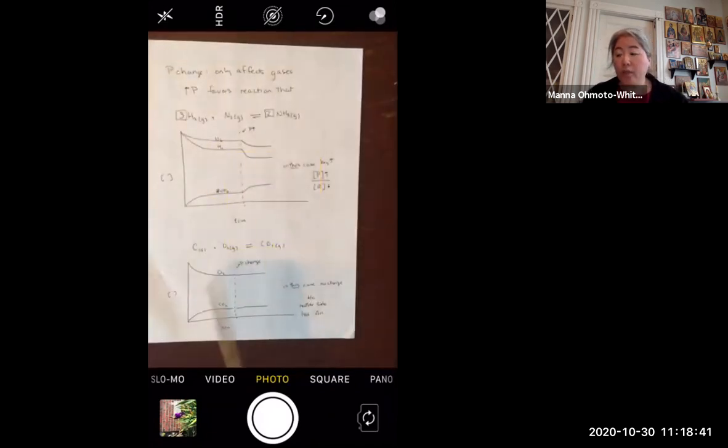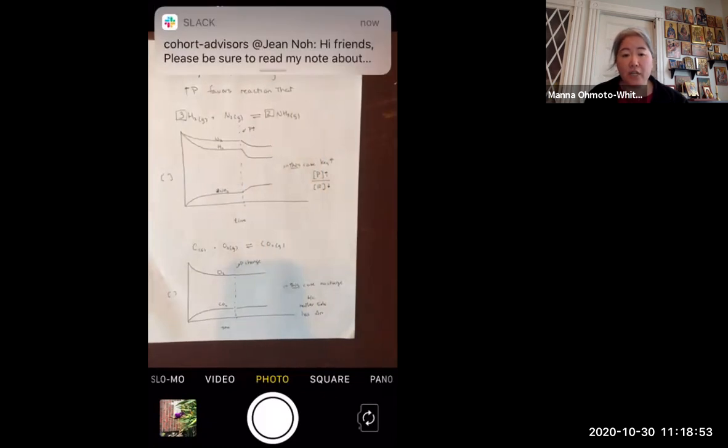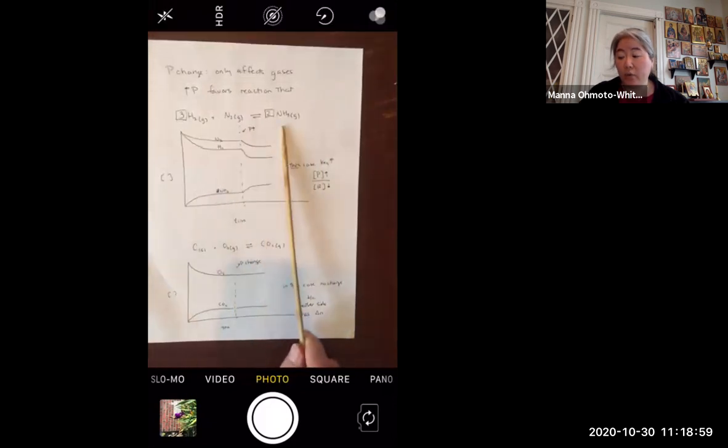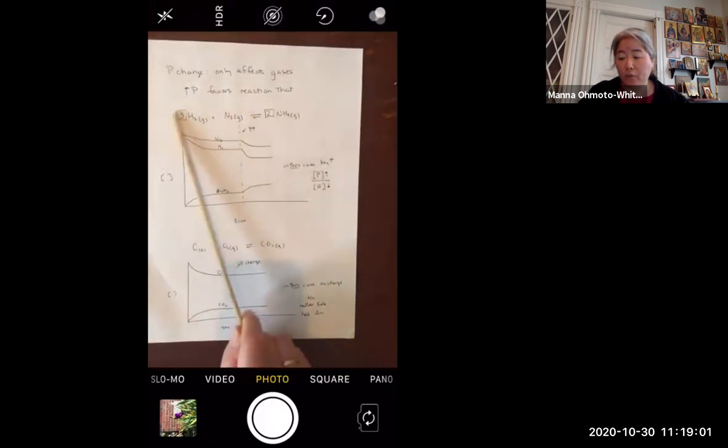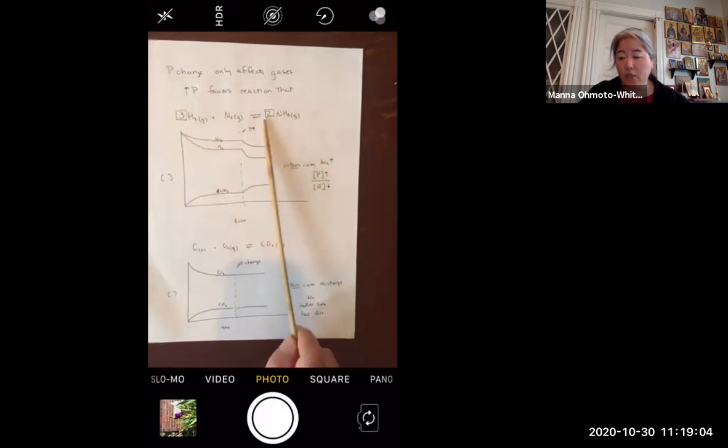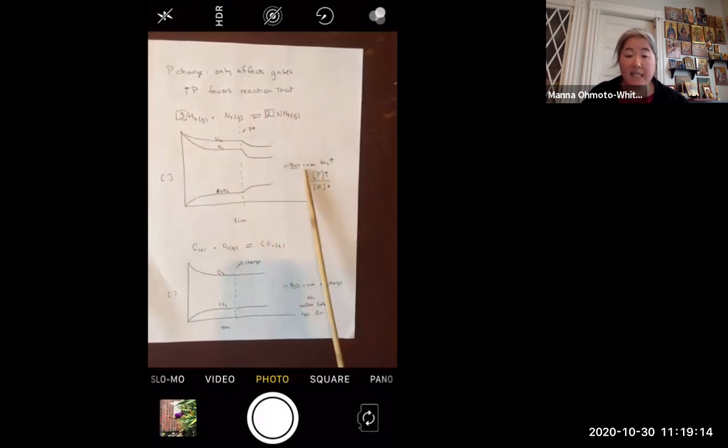Pressure changes only affect gases, and only if there are a different number of moles of gas on the reactant side versus the product side. An increase in pressure favors the reaction that has the fewer number of moles of gas. In this case, this would be the forward reaction. I have 4 moles of gas here as my reactant, 2 here. So if I increase my pressure, my forward reaction will increase, which means I will lose more of my reactants and gain more of my products, and the KEQ does not change.